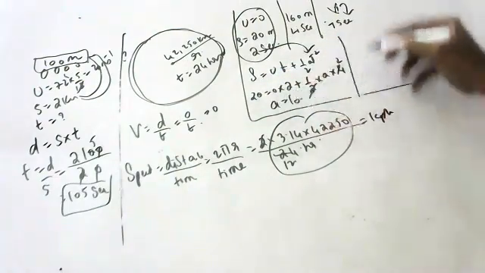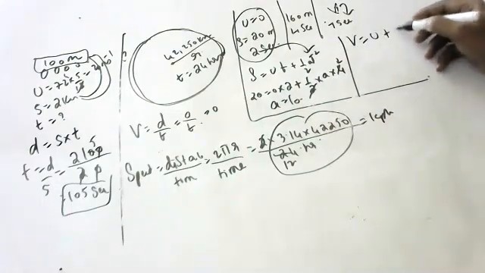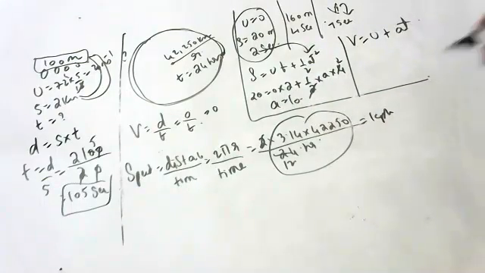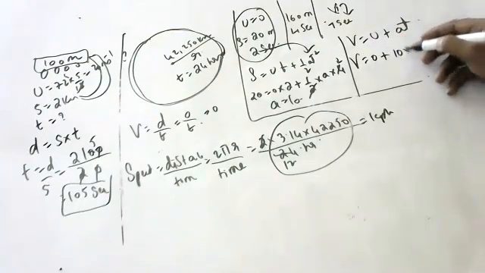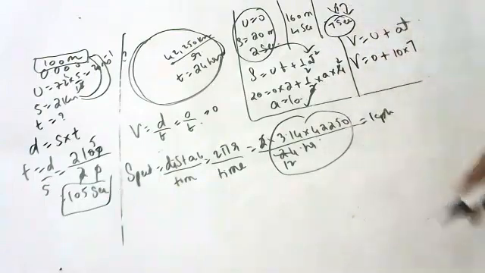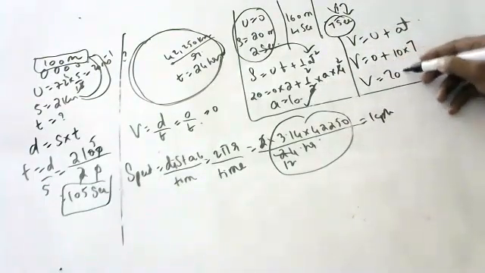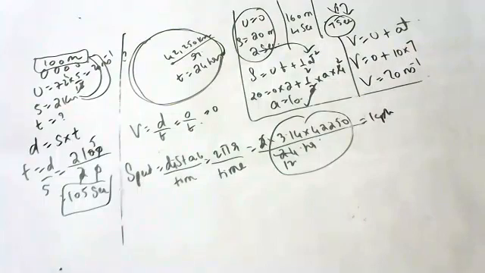Now v is equal to u plus at. U is how much? 0. 0 plus 10 into 7, that is 7 seconds from the start. So the answer is 70 meters per second, the final velocity attained by the body.